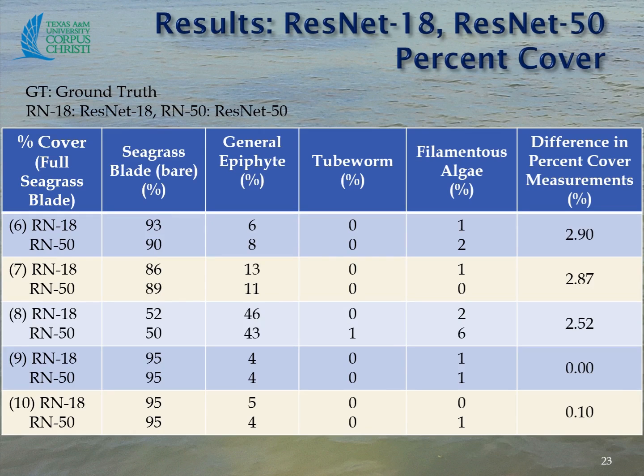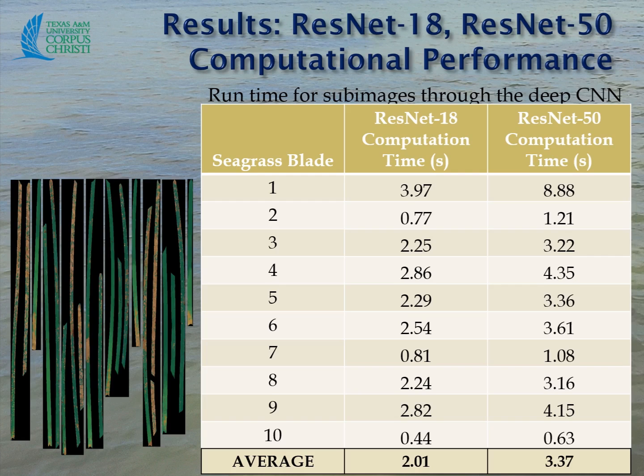Difference in percent cover for ResNet 18 and ResNet 50 for the entirety of the seagrass blades differed by a cumulative average of about 2%. Similarly to the 224 by 224 block images, the cumulative ResNet 50 runtime for each of the entire seagrass images was longer than the runtime for ResNet 18. On average, ResNet 50 runtime was about 60% more than that of ResNet 18 using the listed samples.